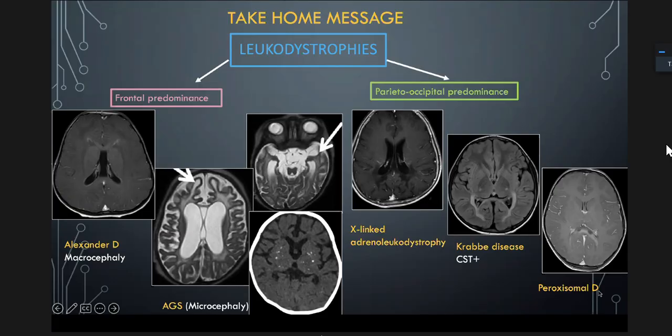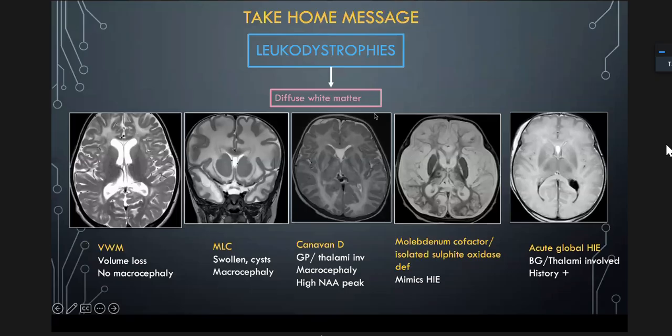Then we also saw peroxisomal disorder, which can mimic adrenoleukodystrophy. However, the white matter will not be as confluent as seen in adrenoleukodystrophy. Also, there will be involvement of the dorsal brainstem. Then diffuse white matter, vanishing white matter.